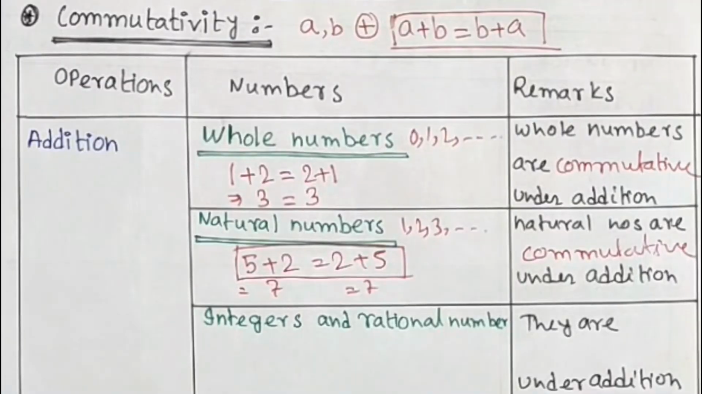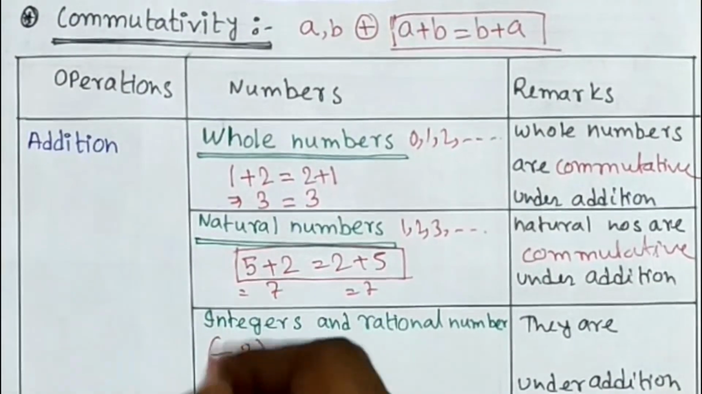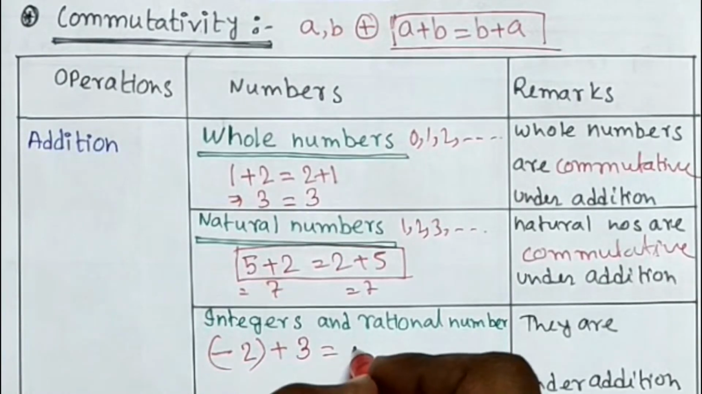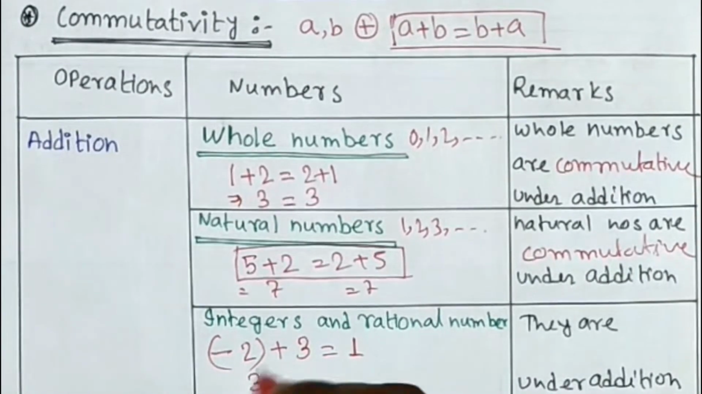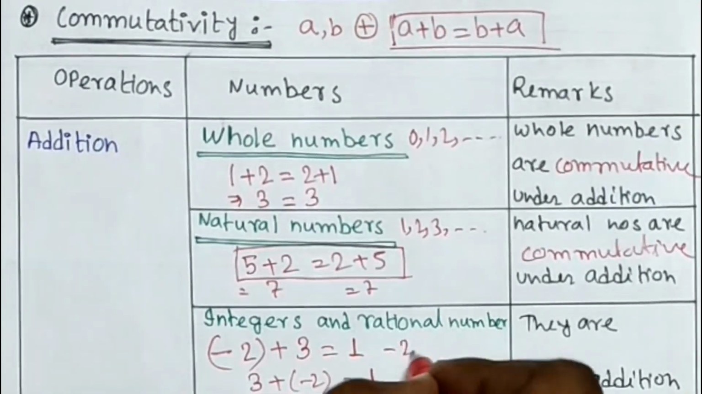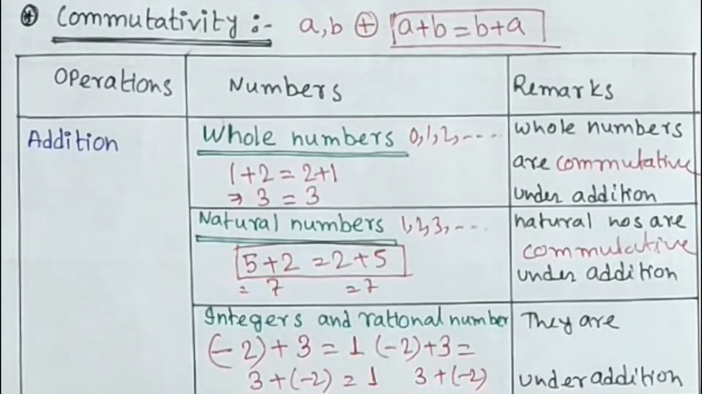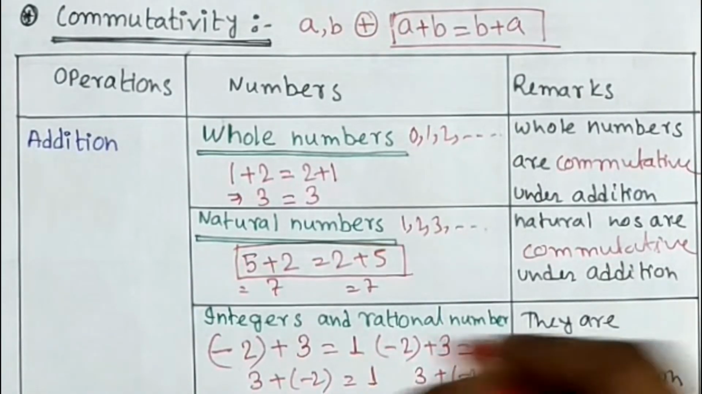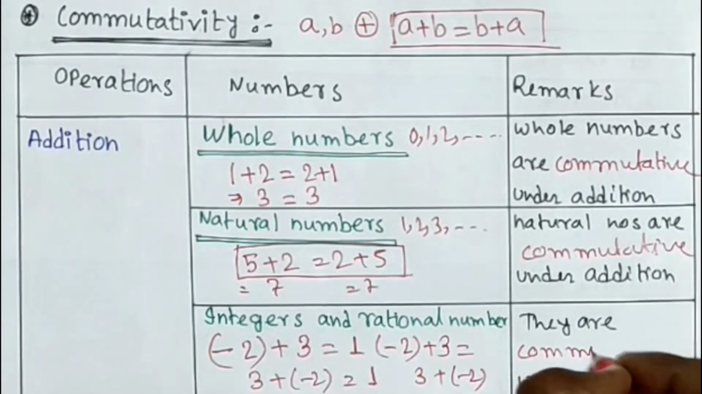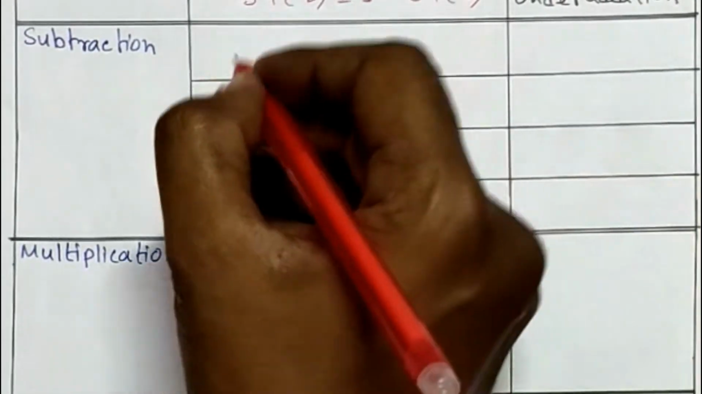Next, for integers, take any two integers, suppose minus 2 and 3, and if we add them, minus 2 plus 3 equals 1. Now take the reverse, 3 plus minus 2 is also 1. So we can write minus 2 plus 3 equals 3 plus minus 2. Similarly, rational numbers are also commutative. So integers and rational numbers are commutative under addition.